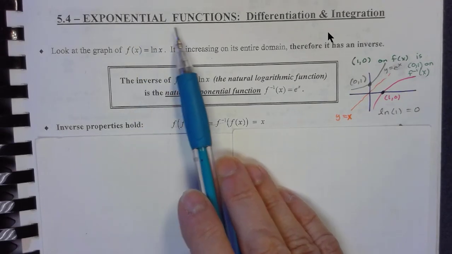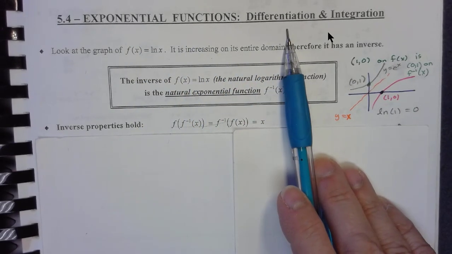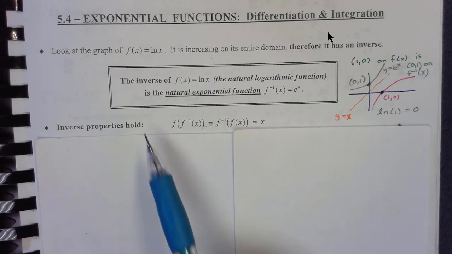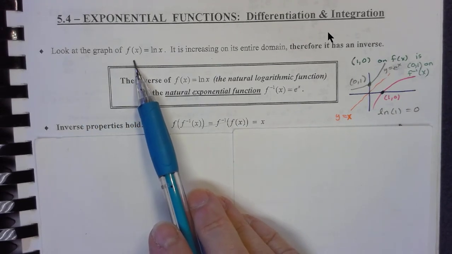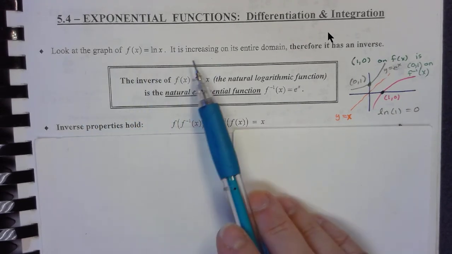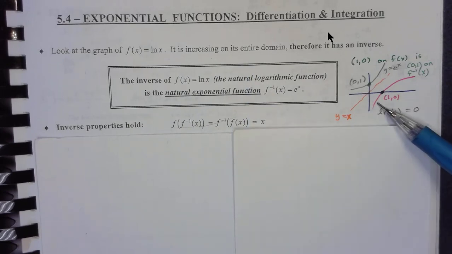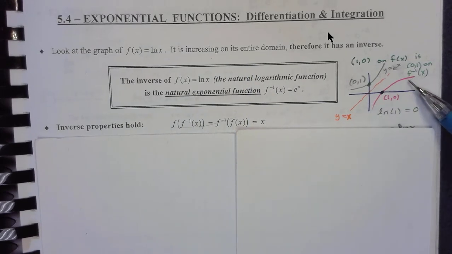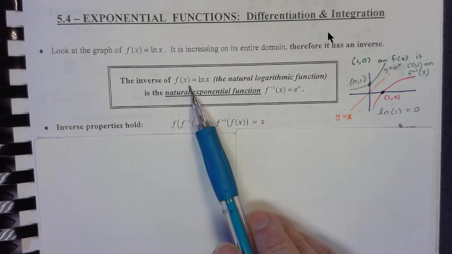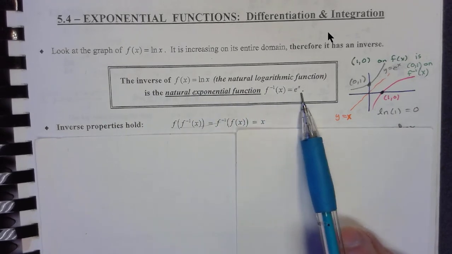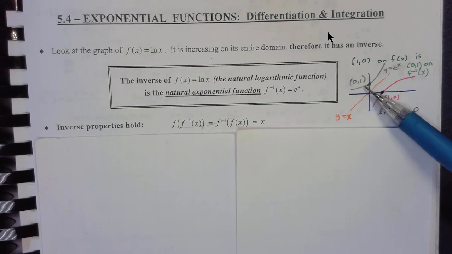Section 5.4, exponential functions, differentiation, and integration. So look at the graph of f of x equals the natural log of x. It is increasing on its entire domain, therefore it has an inverse. And the inverse of the natural log function is called the exponential function. It looks like this. Let's remember, on the inverse, the x's and y's switch places.